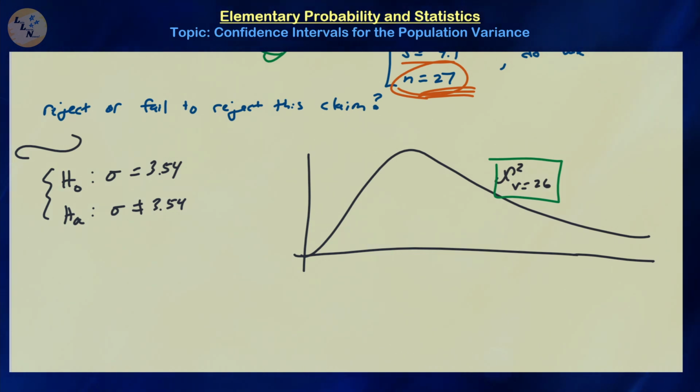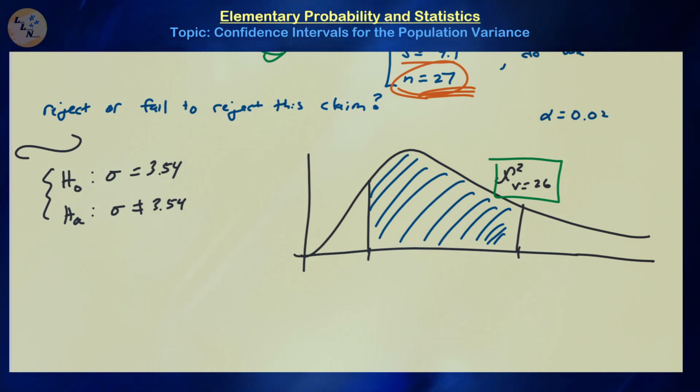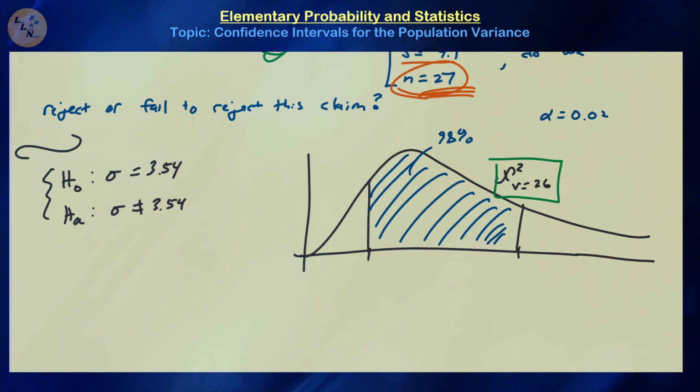So what do we want? We need to figure out what our boundaries are in terms of critical values. We want this area to be equal to what? We took alpha to be equal to 2%. That means this area should be equal to 98%. So we need to figure out the lower boundary and the upper boundary for this confidence interval.